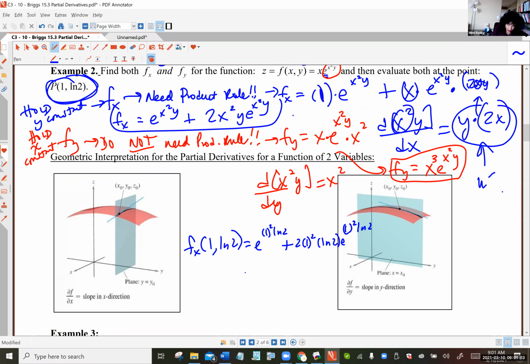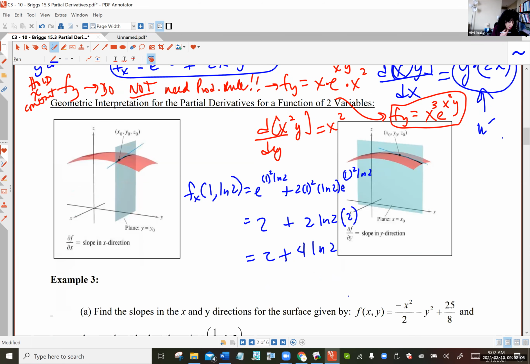And remember that e to the ln 2 is a nice number. It's 2. So my final answer for the fx evaluated at the point is this weird number, 2 plus, wow, that's really yucky. 2 plus 4 ln 2. I would also accept, for those of you buffs who like to simplify your logs, 2 plus ln 2 to the 4th, which is 2 plus ln of 16. That's equivalent. So either one of those answers is fine. Either way, it's a weird number.